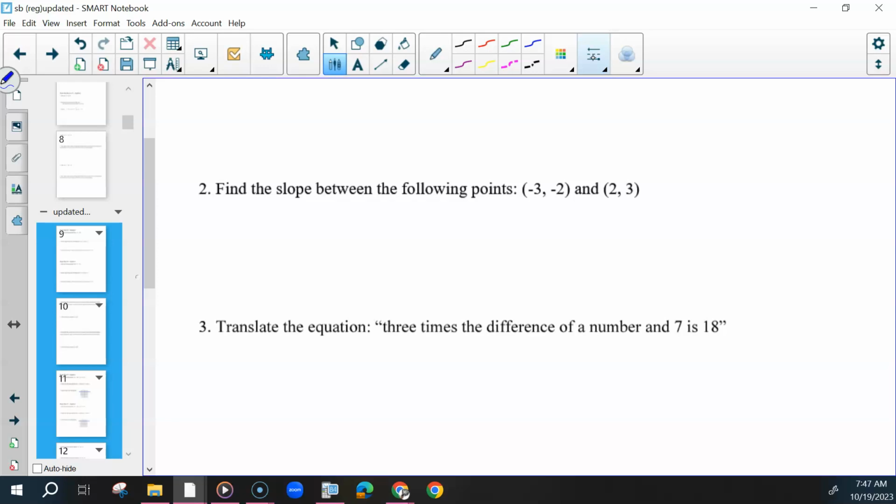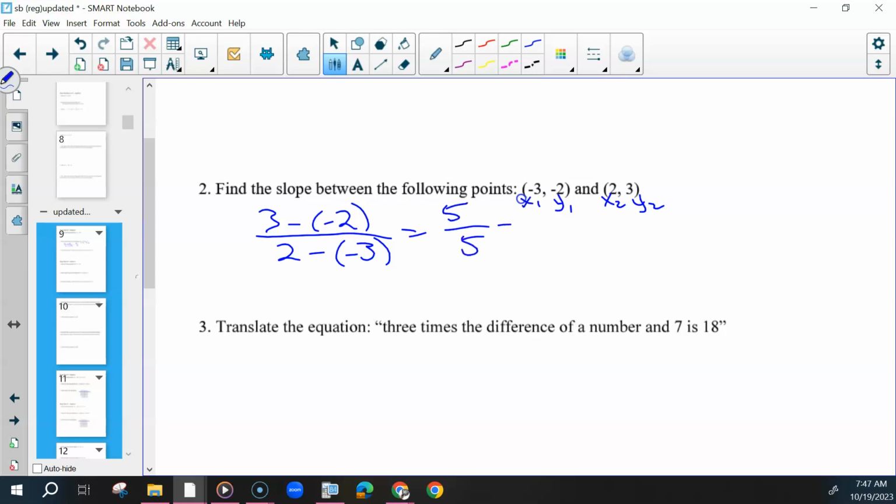Alright, so for number 2, we had to find the slope. So this is going back to what we were just doing not long ago, doing our slope formula. So we have 3 minus a negative 2 over 2 minus a negative 3. Remember, you're always subtracting no matter what, and these are negative. So when you put this together, you should get a positive 5 over a positive 5, which is going to be positive 1. Remember that you could also be double checking these in Desmos, putting in the points, counting the distance. Questions on that?